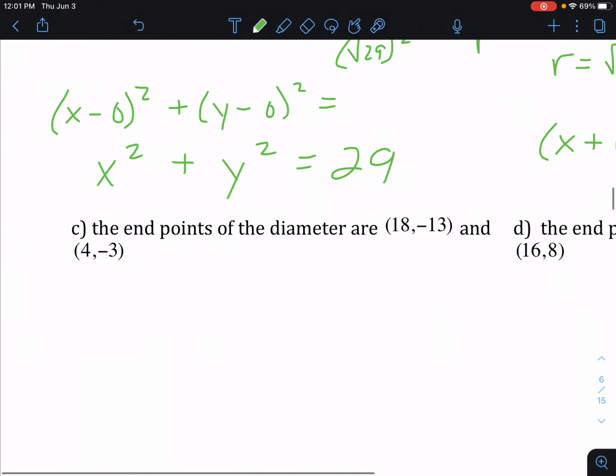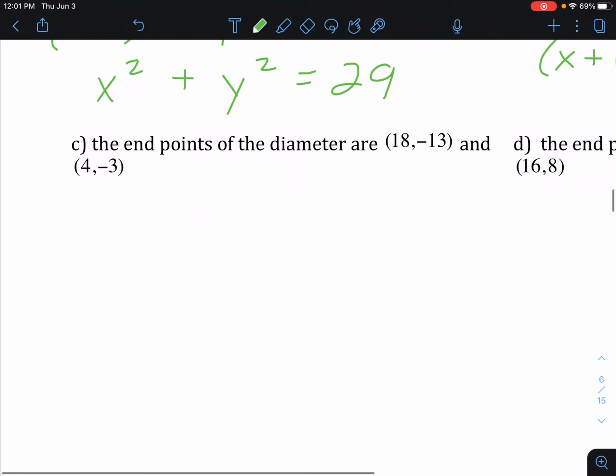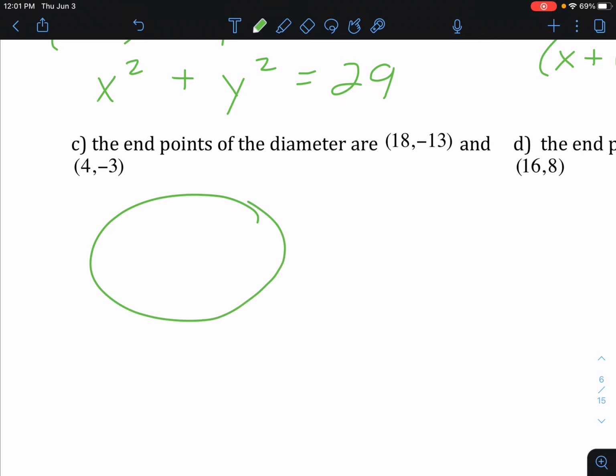Okay, let's try another one. Now, this one is going to be more challenging here. It's telling you the endpoints of the diameter. So it's like telling you this and this. We have no idea what the center is. So what we're going to need to do is figure out the center by using the midpoint formula. So that's why we learned it the other day. So we're going to start off with midpoint. Remember, it's a simple formula from yesterday. Flip back in your note packet if you need to.